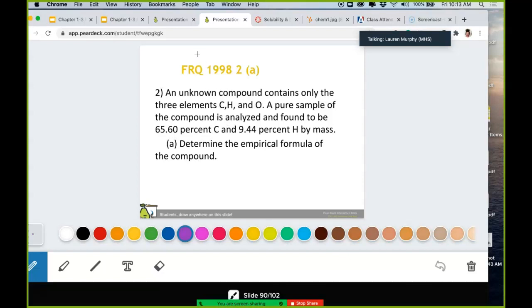So look at this. We have 100%, right? The compound is 100%. Get rid of carbon, get rid of hydrogen, and then you'll know oxygen. So 100 minus 65.6 minus 9.44, and 24.96% of it is oxygen.